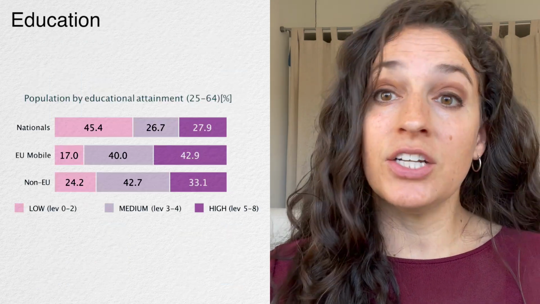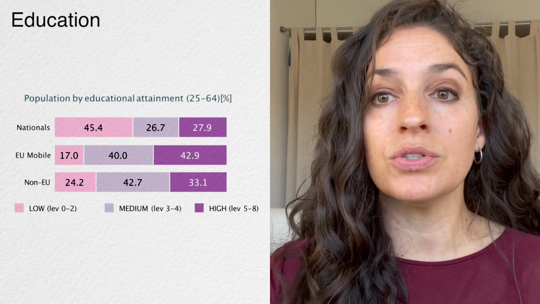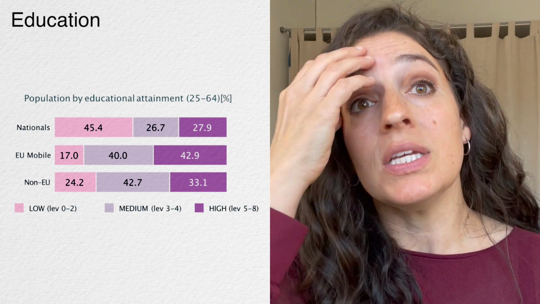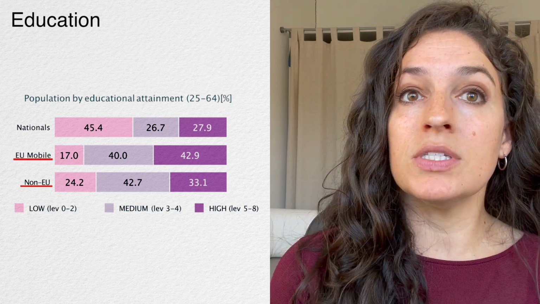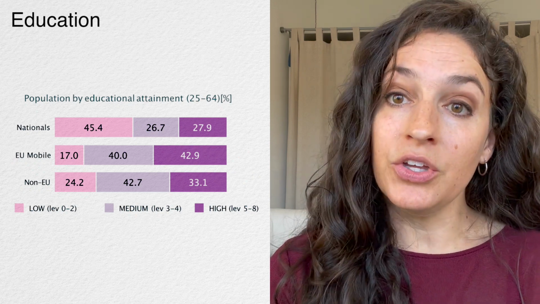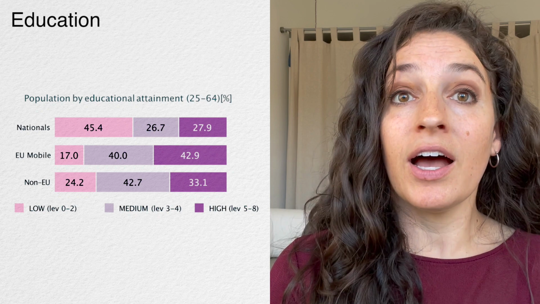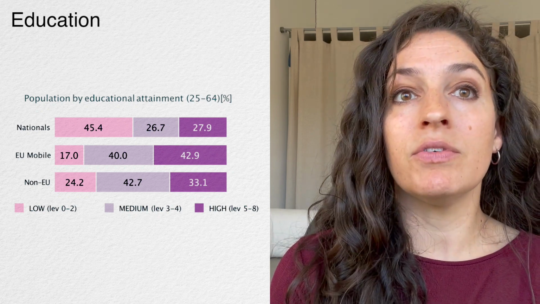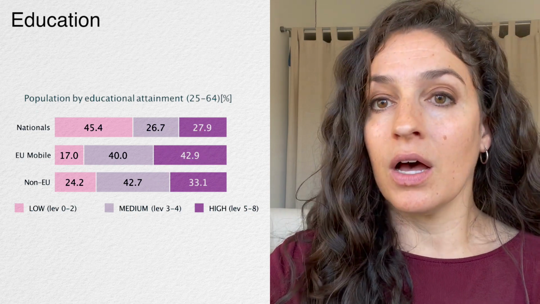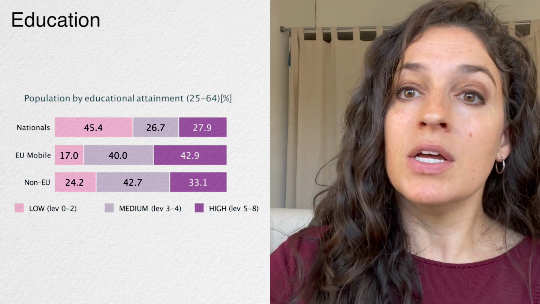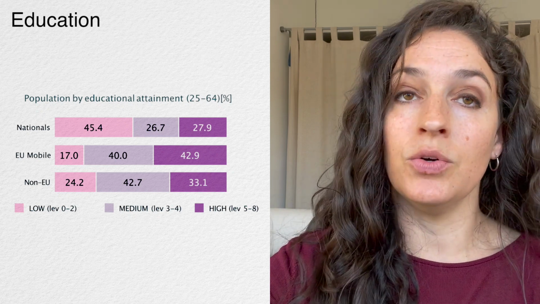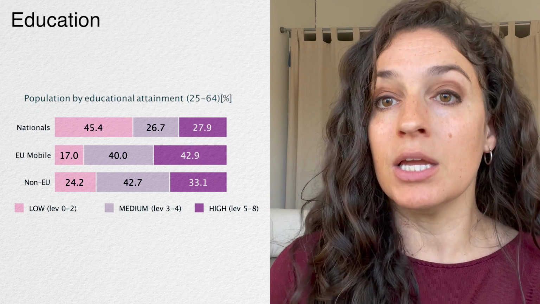Now let's look at educational attainment, again broken down by nationals, EU nationals, and non-EU nationals in Portugal. And what we see here is that in general, immigrants actually have higher levels of education than nationals. So both EU immigrants and non-EU immigrants have high levels of education and higher levels of medium education than nationals in the country. And this is not the same for all countries in Europe. Sometimes we see a different mix, particularly for both EU mobile workers and for non-EU workers. But here we see very highly educated immigrants in Portugal.